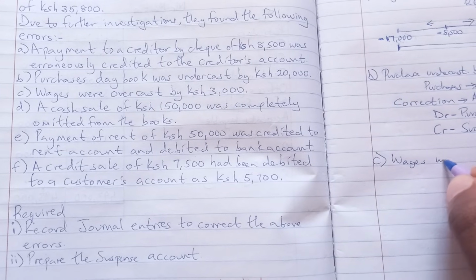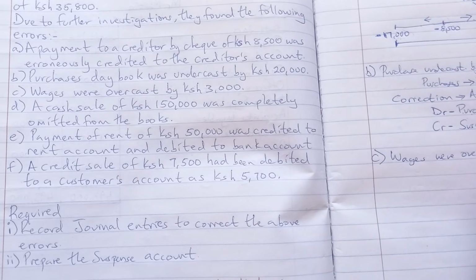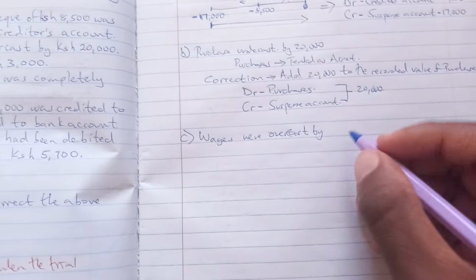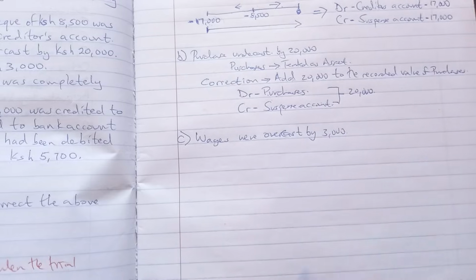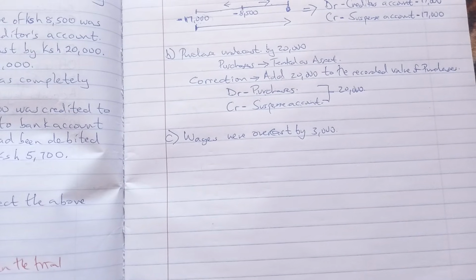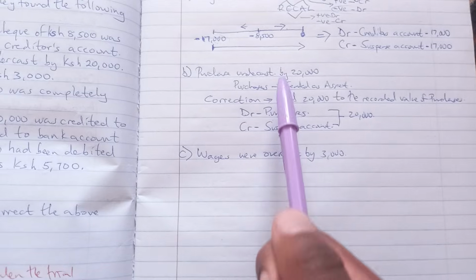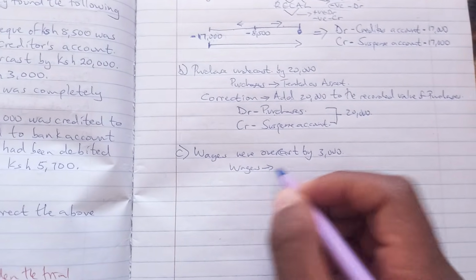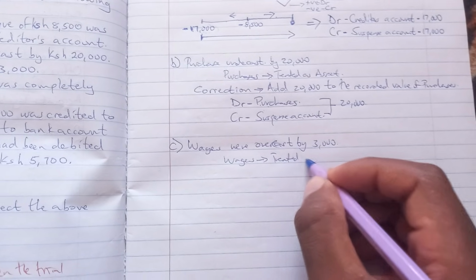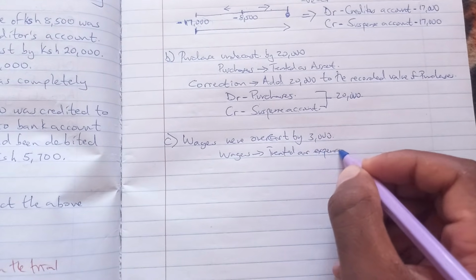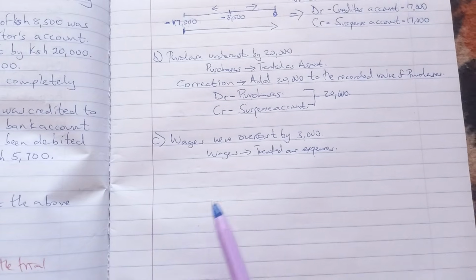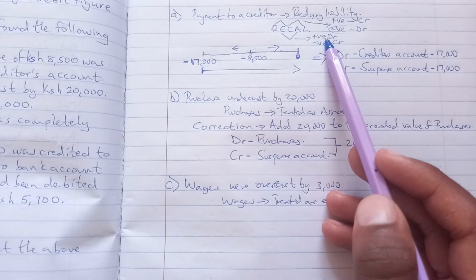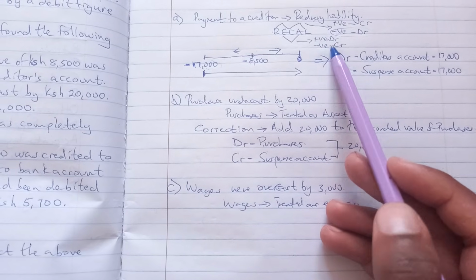Wages were overcast by 3,000. Wages were overcast by 3,000. Now this is the opposite of this. Okay, so wages, they are treated as expenses. Okay, wages are expenses. So if we look at expense, when they increase, we debit. When they decrease, we credit.